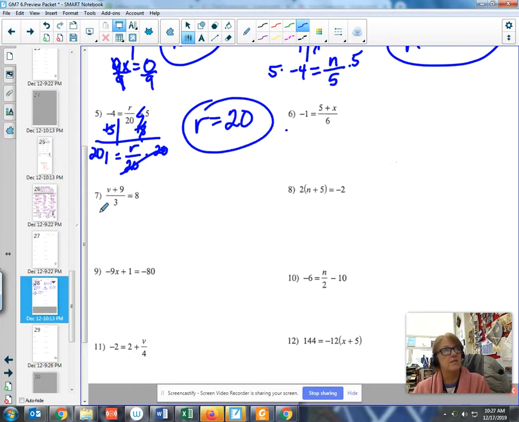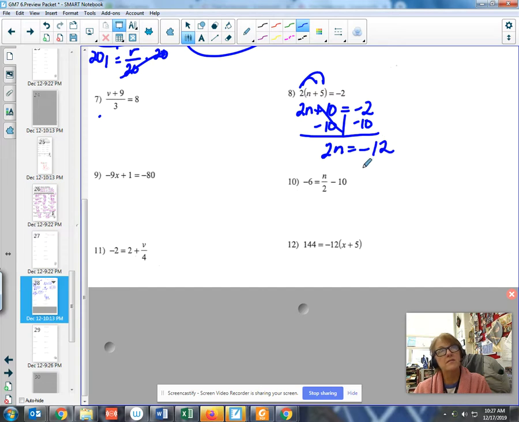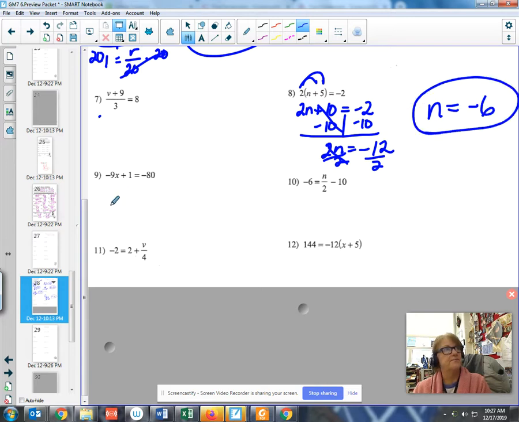6 and 7, I said, were extra credit, so I'm not going to worry about those right now. On 8, we have to distribute that 2 first. Then subtract 10. That wipes out, and you're left with 2n equals -12. And then dividing by 2 gives you that n should be -6.